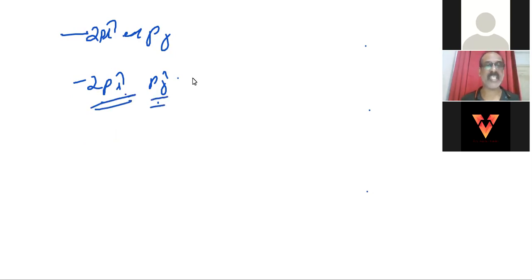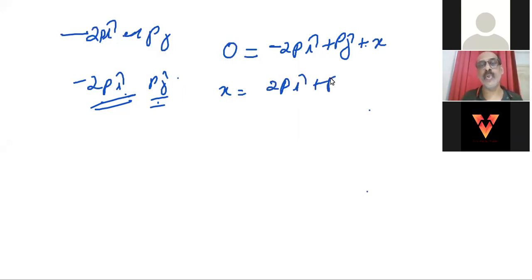Now we can say that total momentum before explosion is 0. After explosion, total momentum is minus 2Pi plus Pj. The third one we don't know, X. Now X is equal to 2Pi minus Pj. These two I have taken this side, isn't it? Then if you want modulus of it, it's a vector. All these are vectors. Its modulus is square root of 2p squared plus 1p squared.